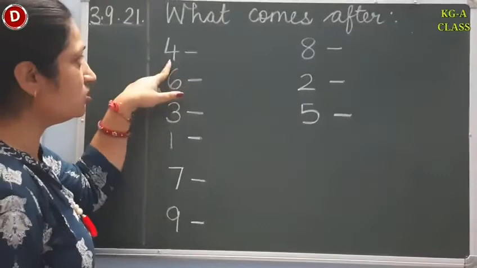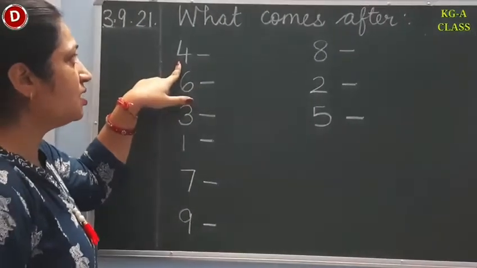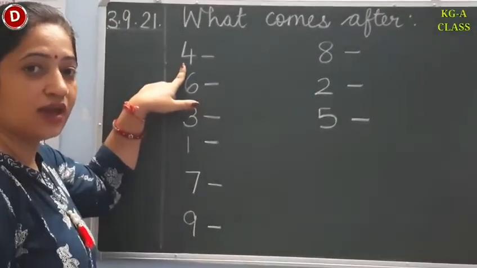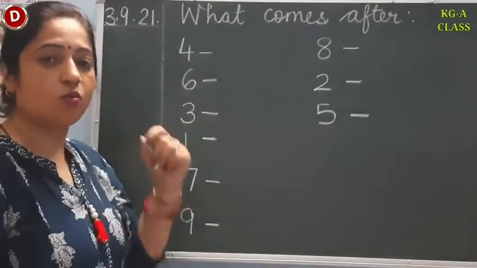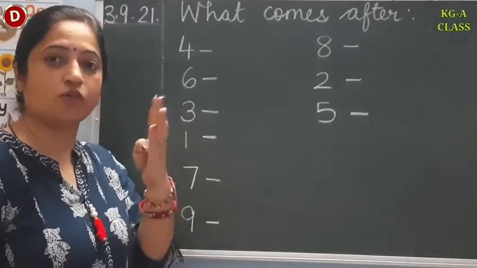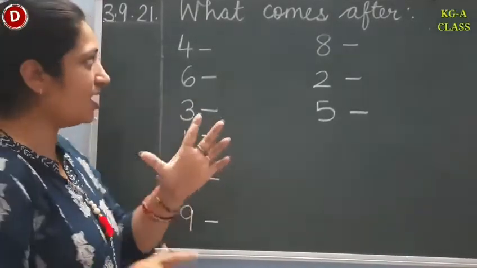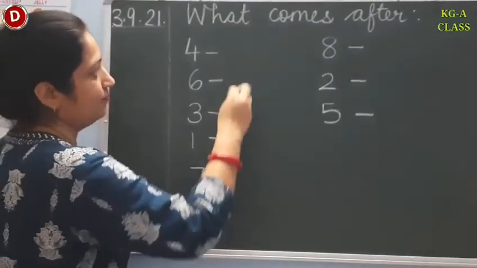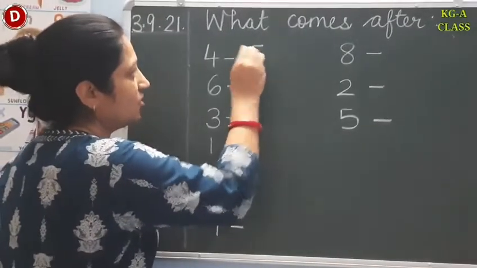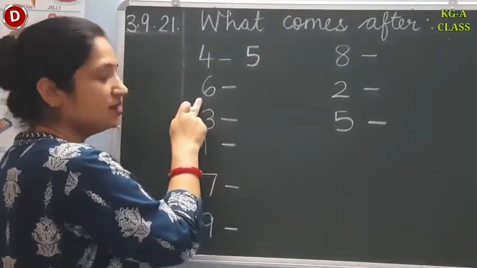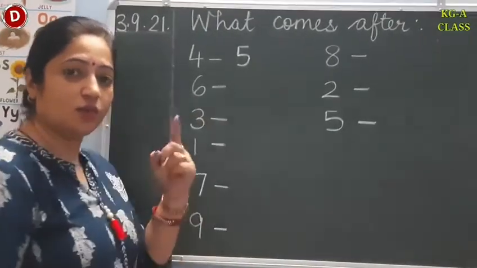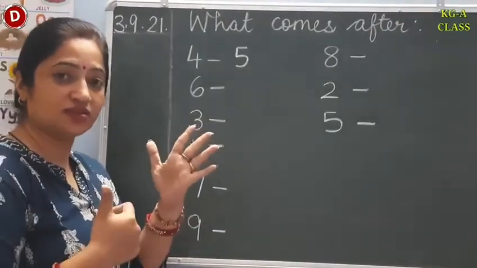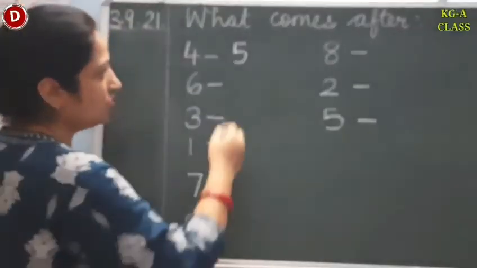So recognize, children. Come on, tell me which number is this. This is number 4. And in the counting, children, what comes after 4? So how? 1, 2, 3, 4. What comes after 4? 5. Yes. So you are going to write 5 here. Okay. Now tell me which number is this? This is number 6. What comes after 6 in the counting? 1, 2, 3, 4, 5, 6. After 6 comes 7. So you have to write 7 here.